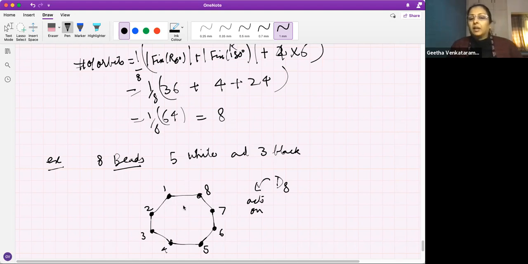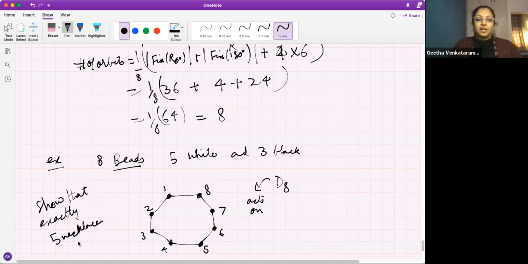And when are two necklaces distinguishable? If they are not in the same orbit, basically. So the question is, actually let me tell you the answer. Show that exactly 5 necklaces are distinguishable.